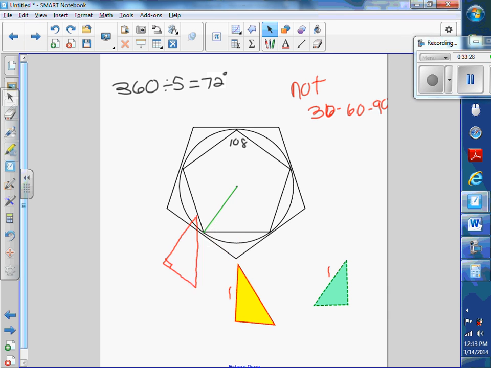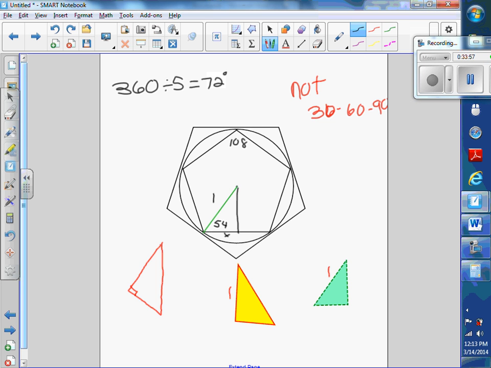So I'm going to clear this out for a minute. That means if I divide that in half, this angle is 54 degrees. And if I form a triangle right here, and call this x, I can find the perimeter of the small pentagon, because in reference to 54, I have the adjacent side and the hypotenuse.